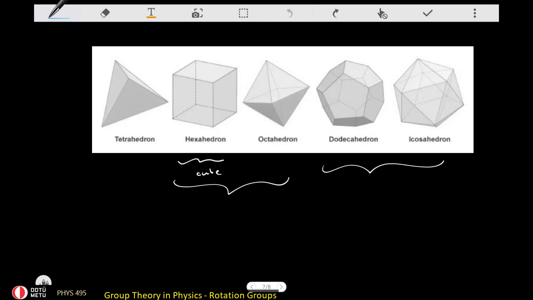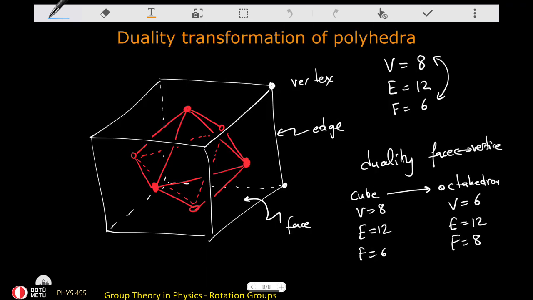I need to erase everything back. So therefore, the octahedron has these 8 faces. So let me not color all of them. You can see that somehow there's a correspondence between the vertices of the cube and the faces of the octahedron, and vice versa. And of course, each edge should be related with an edge. So therefore both shapes have the same number of edges, right? So these two numbers are the same.